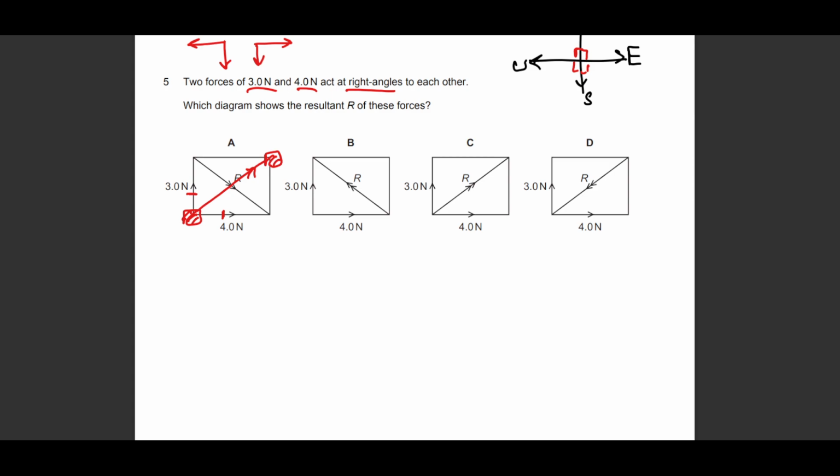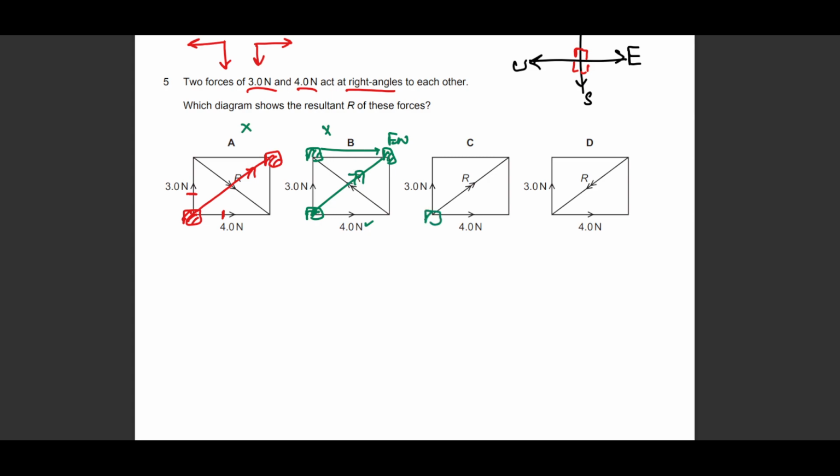Let's explore option B again, right? If the object had been placed over here, because of 3 Newton, the object would be here. And then because of 4 Newton, the object will go somewhere along here. So the ending point of the object will be this side. So the resultant should have been in this direction. Again, option B is incorrect. Option A is incorrect. Let's consider option C.